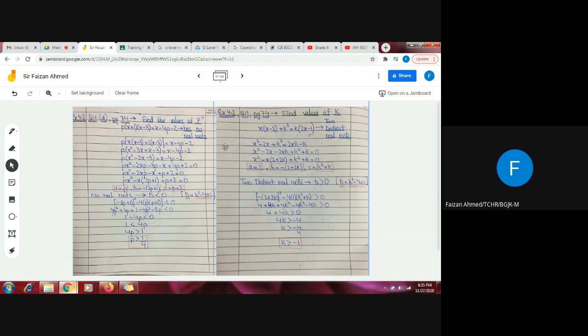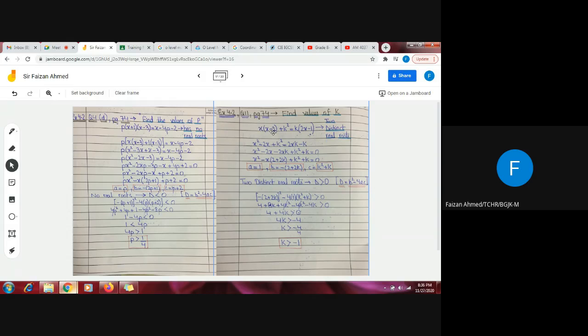The next question is quite similar to the one which we have discussed before. This is question number 11 of exercise 4.2. In this question, we have to find the ranges of the values of k. Again, a function has been given to us, and the condition is that this equation has two distinct real roots. So two distinct real roots means we know that the discriminant will be greater than 0, and first, in order to find the value of discriminant, we have to find the value of a, b, and c.